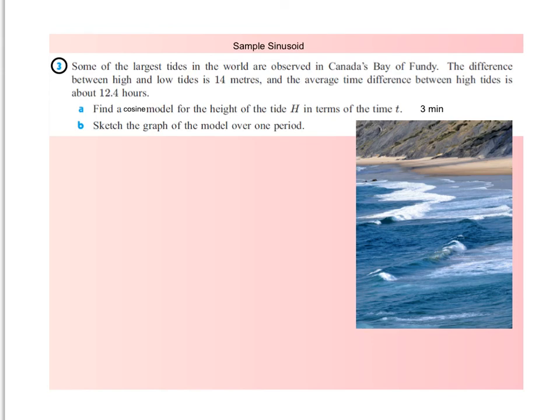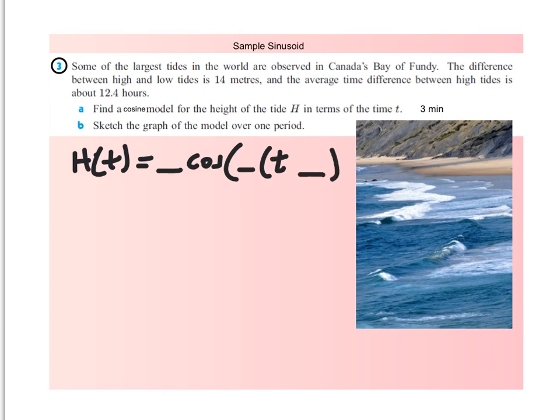Some of the largest tides in the world are observed in Canada's Bay of Fundy. The difference between high and low tides is 14 meters, and the average time between high tides is 12.4 hours. Find a cosine model for the height of the tide h in terms of t. So we want a cosine model where we have a cosine of b t. We'll determine whether it's minus or plus for c, and then we have some value d.